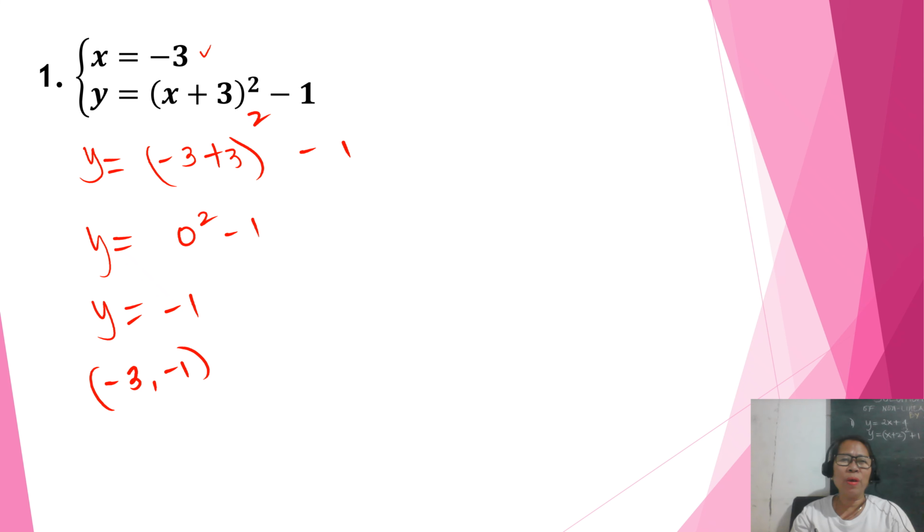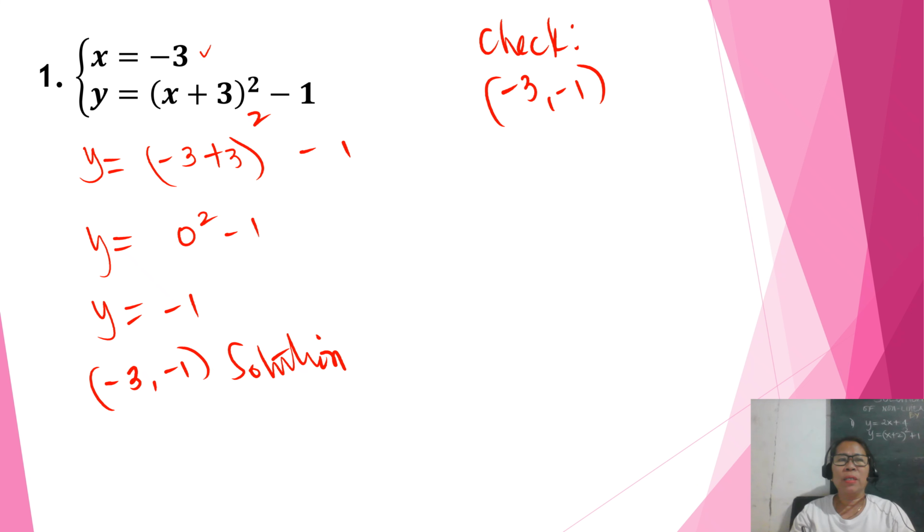So how do we know if this is the solution to our system? We are going to use the ordered pair, which is (-3, -1). Using equation A, x is equal to -3, and of course in the ordered pair we have -3, -1. So -3 is equal to -3. It checks. It's true in equation A.